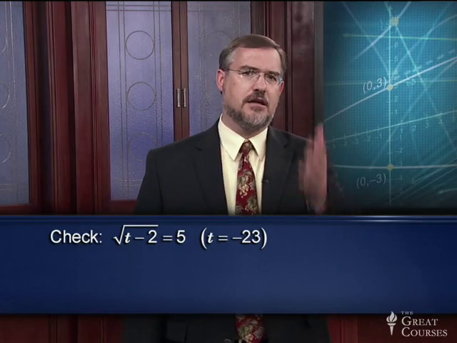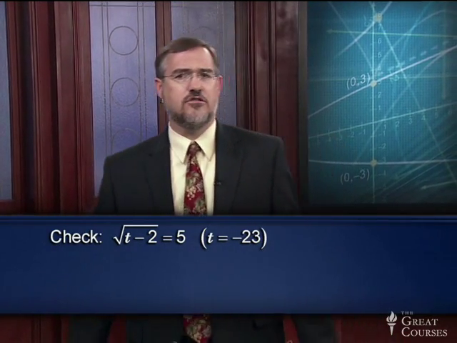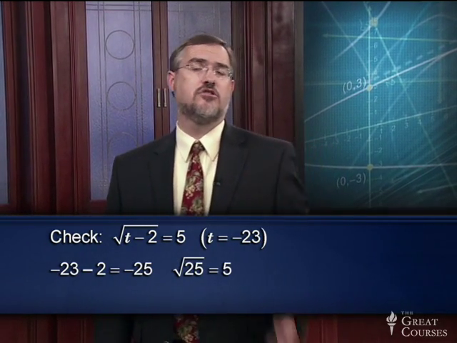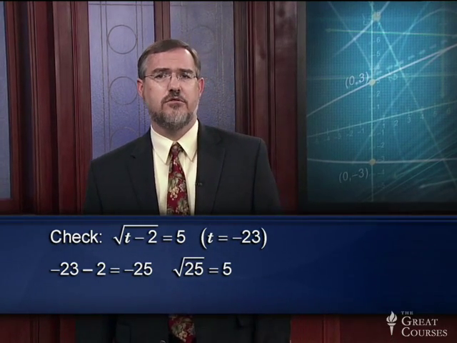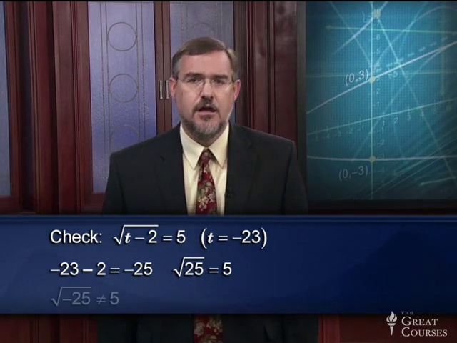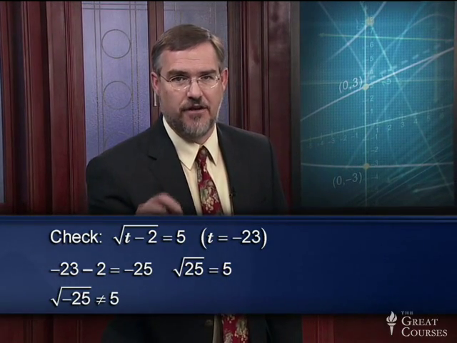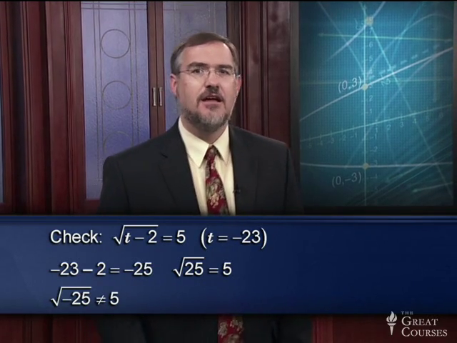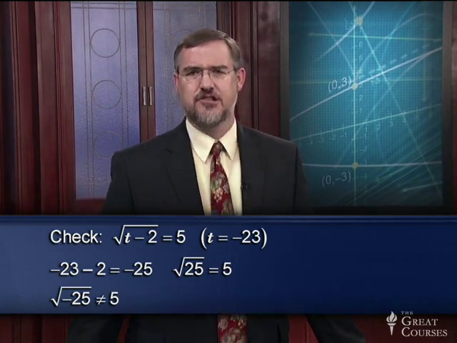After all, if you plug in t equals negative 23, you'll have under the radical sign negative 23 minus 2, which is negative 25, and the square root of 25 is 5. So why isn't t equals negative 23 a solution? Well, because it would be saying that the square root of negative 25 equals 5. I was trying to hide that negative from you there for a second. But the square root of negative 25 makes no sense as a real number.